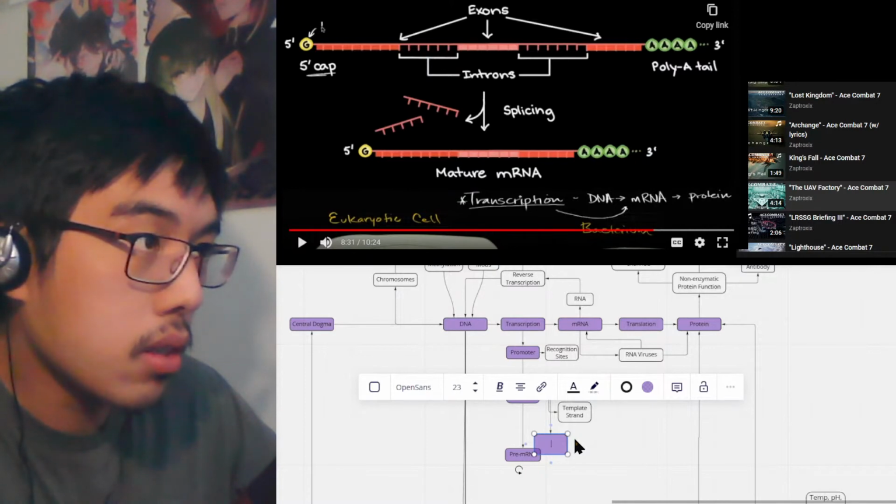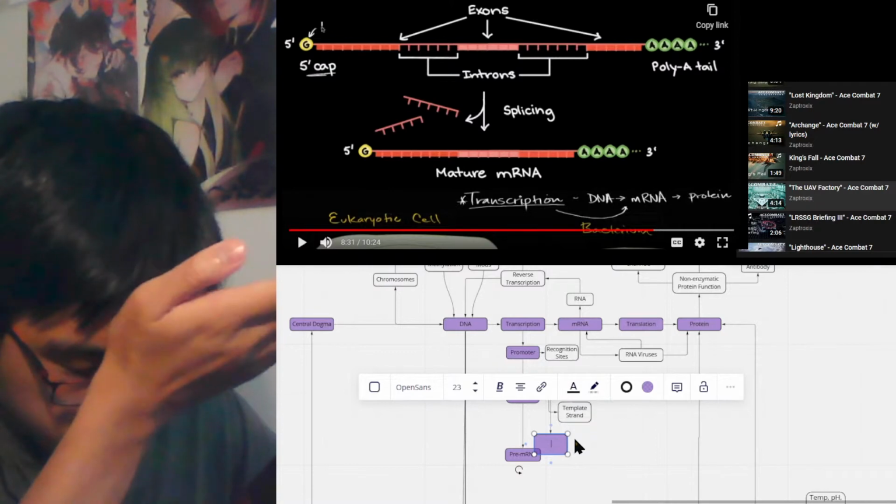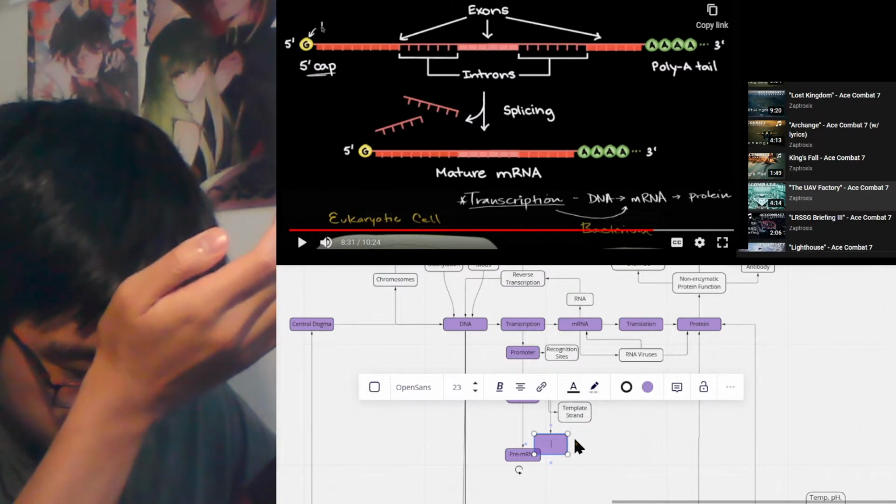What am I doing again? So wait. RNA polymerase, I want to include the terminator.